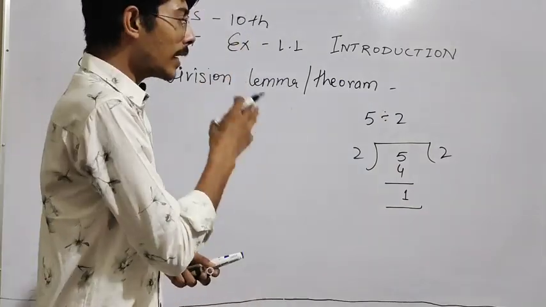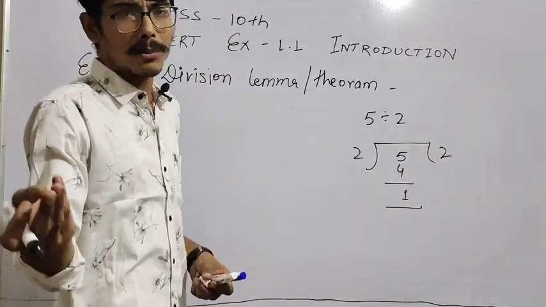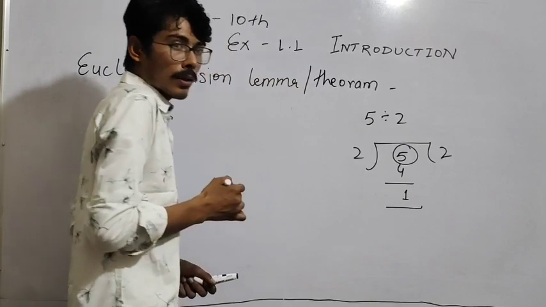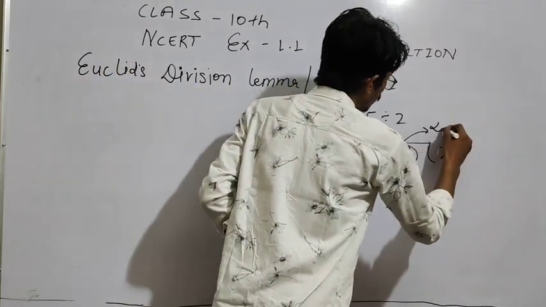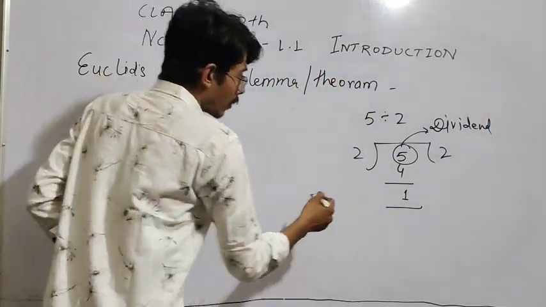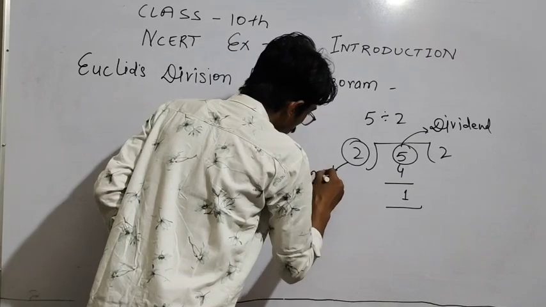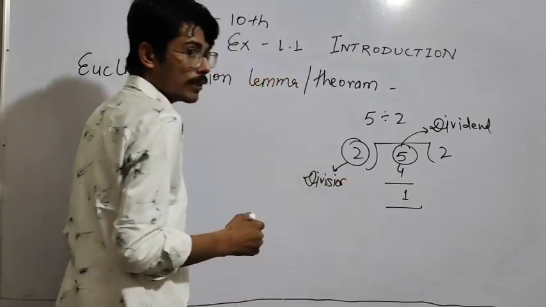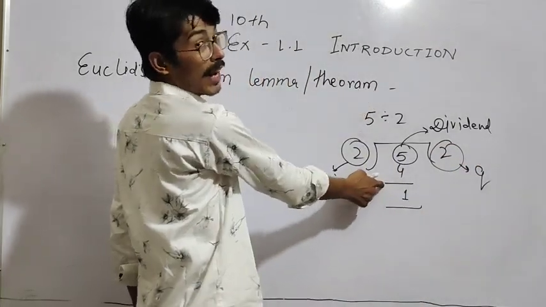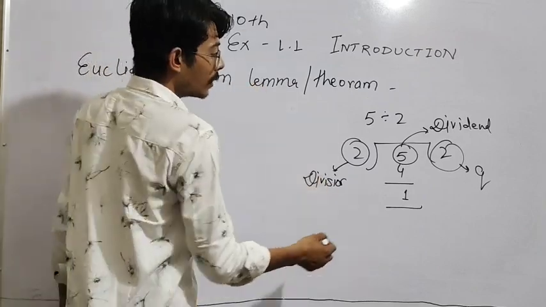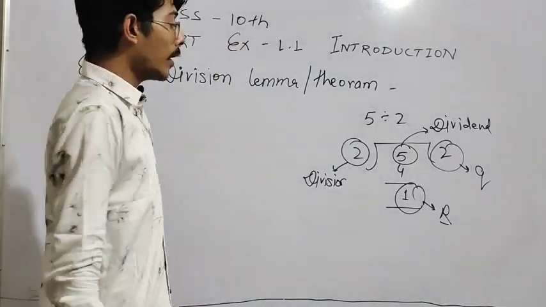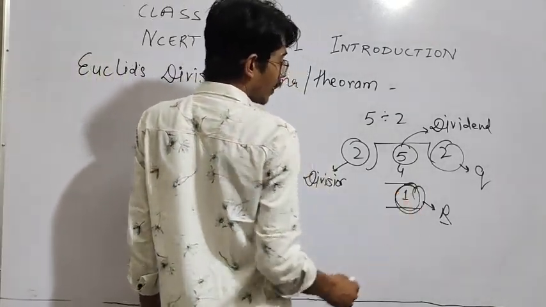Okay, but before starting this, we should recall 2 or 3 terms which we are familiar with. This 5 here is your dividend. Okay, this 2 is your divisor, this is your quotient, and this one which is left, the left thing, is called the remainder.